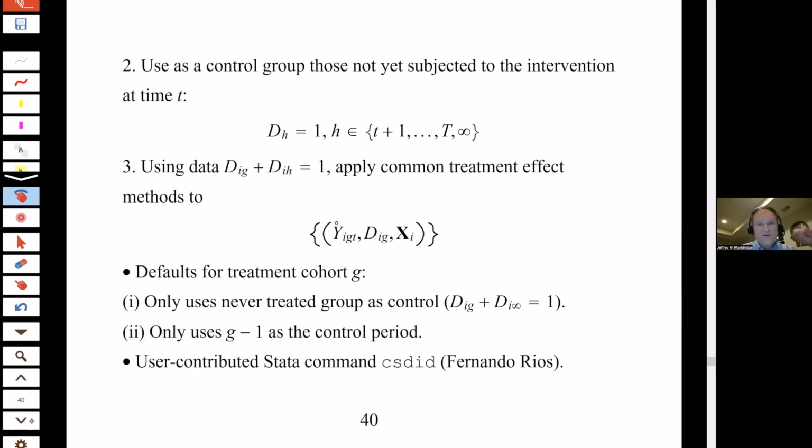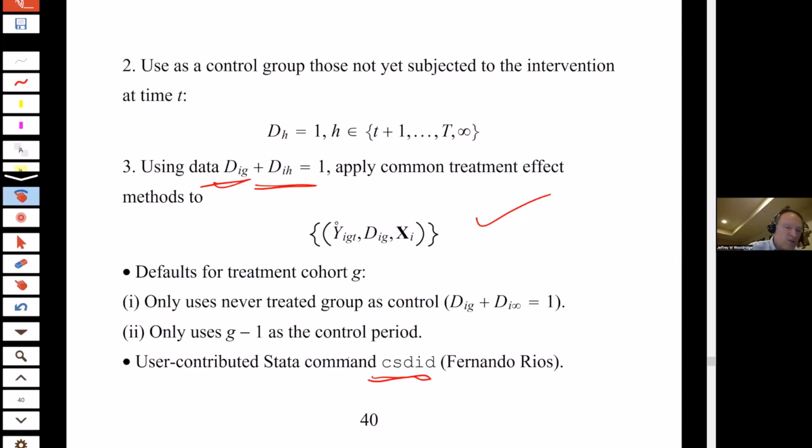So again, you choose a control cohort among the not yet treated or the never treated, and then you condition on the treated units and the control units, and then you can apply any treatment effect method you want to this transformed data. So the Callaway Sant'Anna method is programmed up in, again, this user-written command that Fernando Rios has kindly created for us.